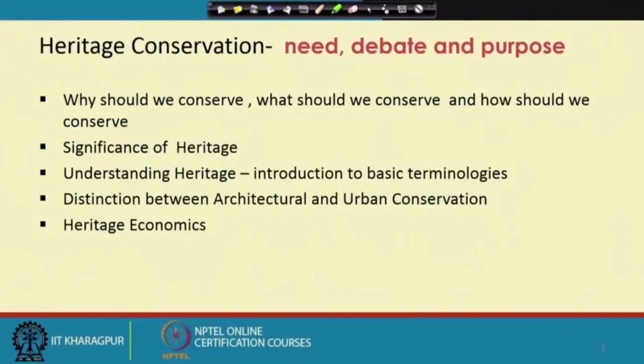So that's about the need, debate and the purpose of conservation. That will be a very basic introductory course with some examples from various places, various structures. I would like to share that with you to set a framework to start before we go into the detailed topics.